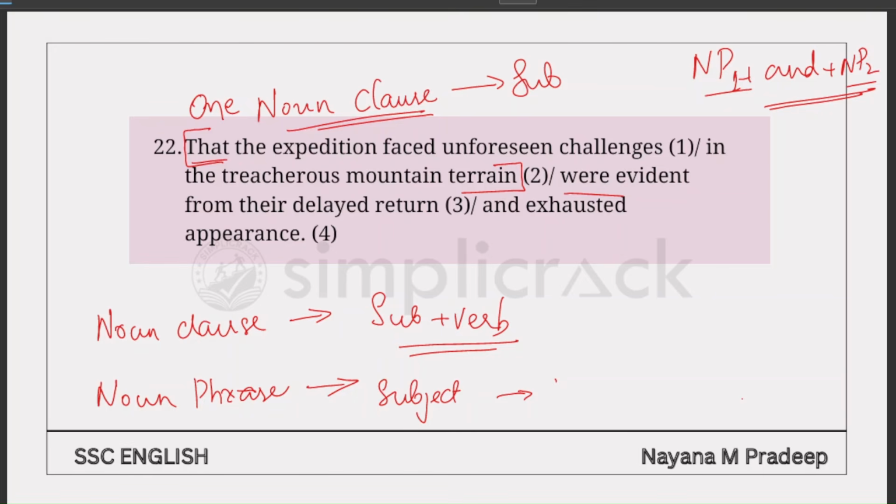So when you have an entire noun clause acting as a subject, then you have to consider it as a singular subject. Therefore, the use of were is wrong. Instead, you should use was.